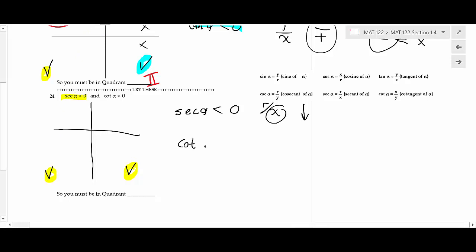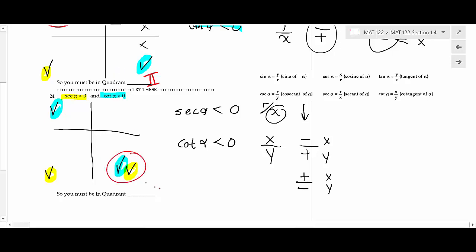Then we have the cotangent of alpha is also negative. Well, the cotangent's x over y. So you could either have a negative over positive, in which case x is negative and y is positive here, and then you could have a positive over a negative, and that would be over and down, so that would be there. So what you'd find on this is the cotangent's negative here and there. So what did you come up with? Yeah, quadrant 4 is the right answer on that.